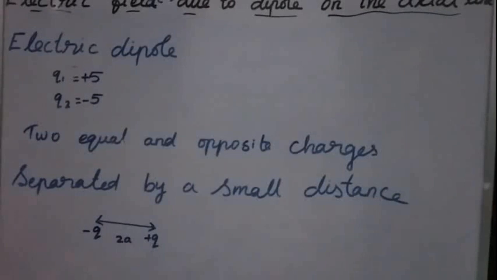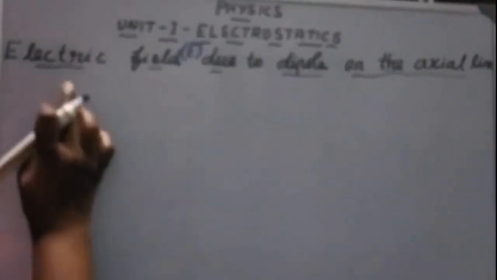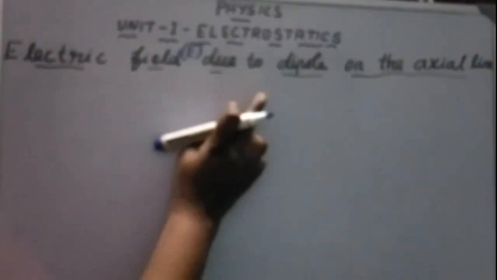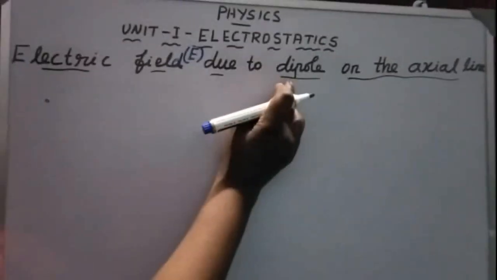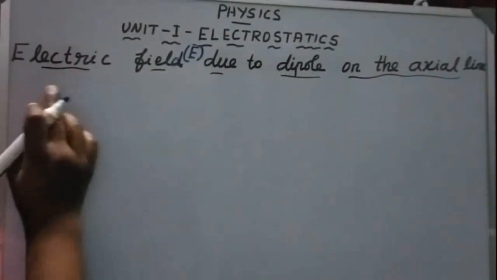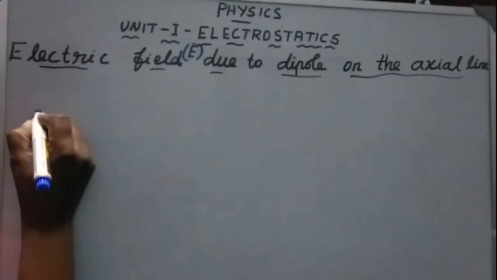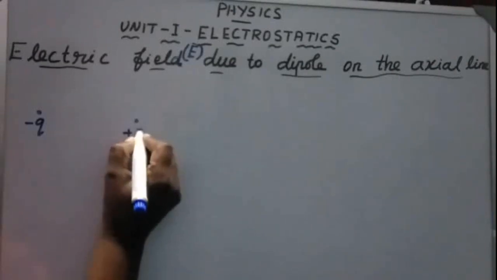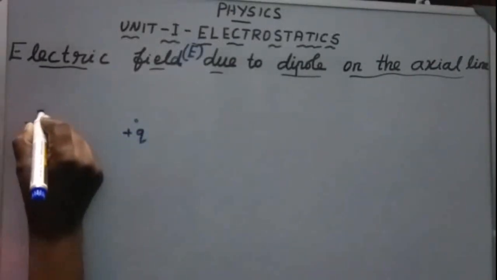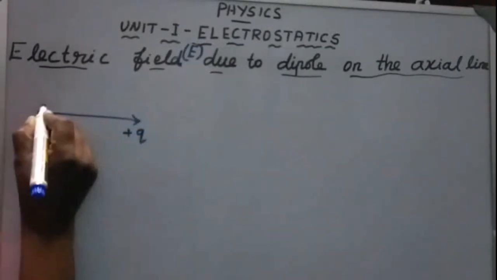Now we are moving on to the next topic. The next topic is electric field due to a dipole on the axial line. First, let's see the diagram. First we are going to draw the dipole. What is meant by dipole? Two charges, minus Q and plus Q, separated by a small distance constitute an electric dipole.